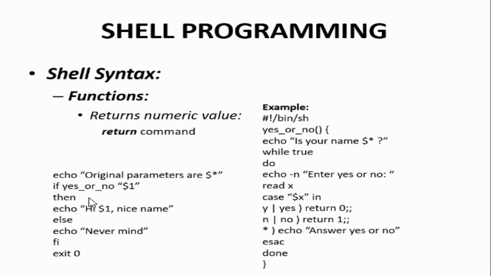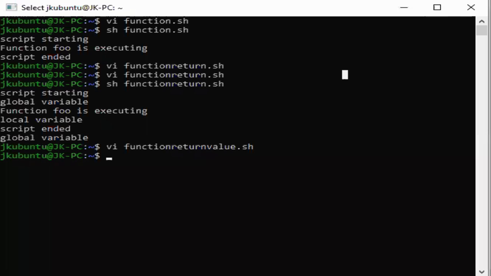Then if the condition is satisfied, it shows hi, the value of $1 will be replaced here, comma, nice name. The $1 value is obtained from the parameters that we have passed to the command line program. Otherwise it will print never mind. Now I will show you the example on the terminal. This is the program I have created.